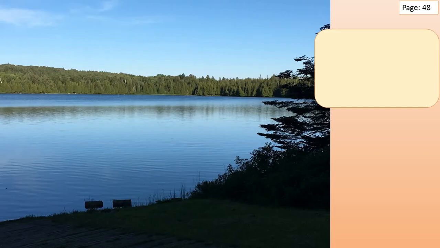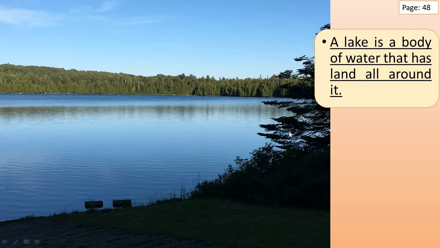Interesting. Now, if you see this picture, what type of body of water does it represent? Can you guess? It's large, but it's not as large as oceans, right? We can see the borders here, right? Did you say lake? If so, you are totally right. Grade 2, excellent. It's a lake. A lake is a body of water that has land all around it, like this.